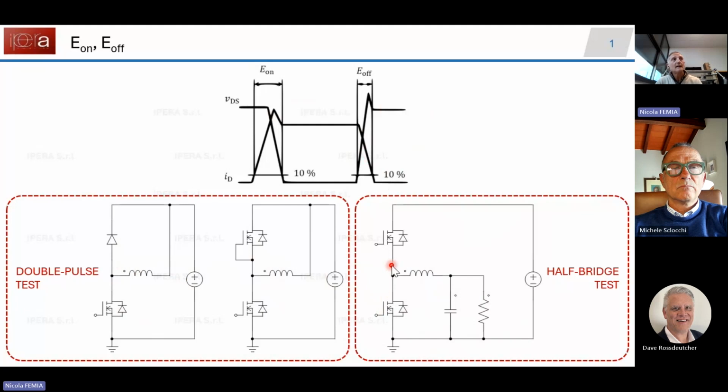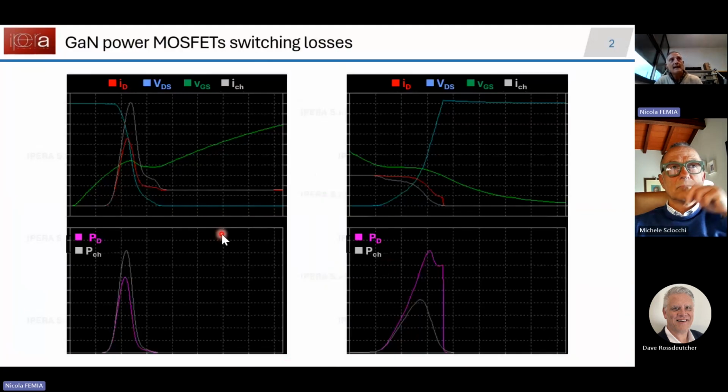And the problem is that if you want to understand what happens, you have to look at the waveforms of current and voltage during the transitions in order to get the correct shape of the instant power that is dissipated by the device. If you want to do it by measurements, sometimes you are not able to reconstruct the correct shape of the peak power during the transition.